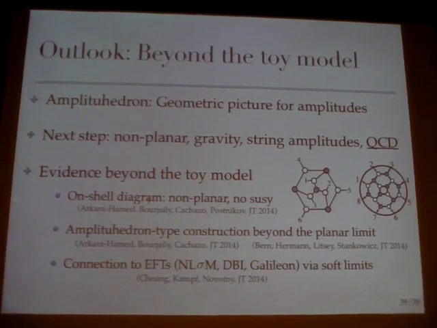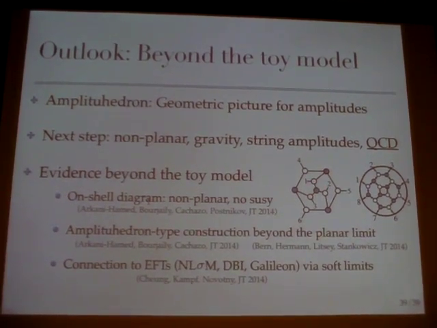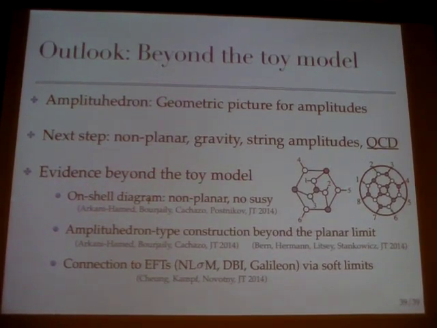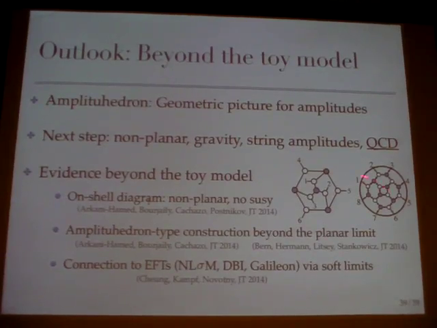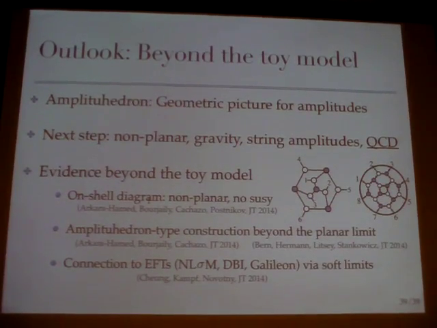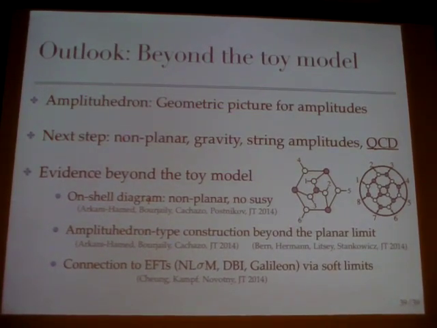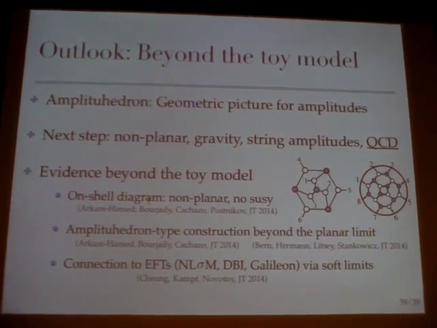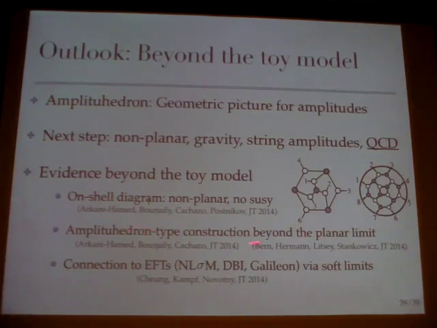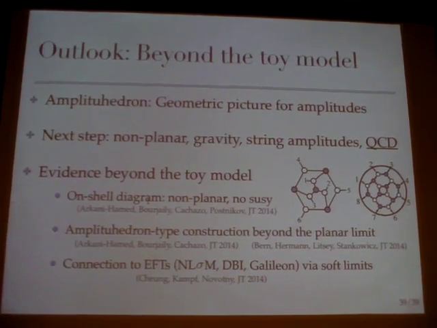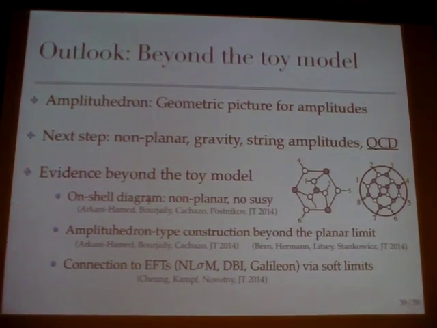We have evidence that they do extend beyond this toy model. The first evidence is that these on-shell diagrams, these pictures, actually exist. You can draw non-planar diagrams, they exist in QCD. So these building blocks for the Amplituhedron exist. We still don't understand what the final picture is, how to build the amplitude itself from these building blocks. And then we also have some parallel Amplituhedron-type construction beyond the planar limit, which goes from some different direction. There is also some interesting connection to effective field theories, scalar effective field theories.